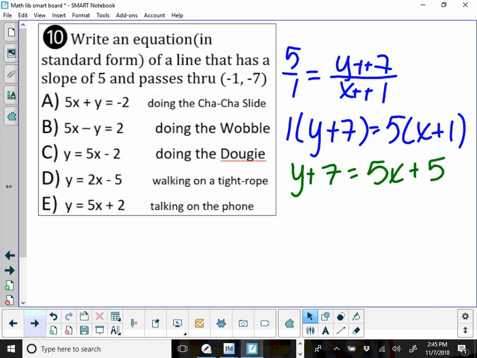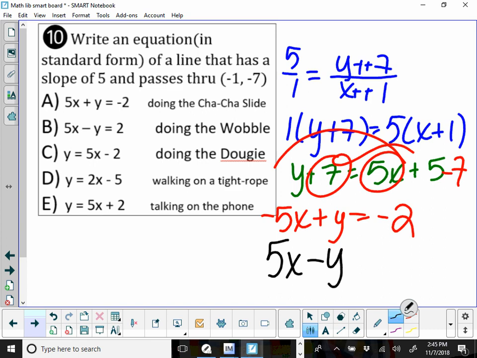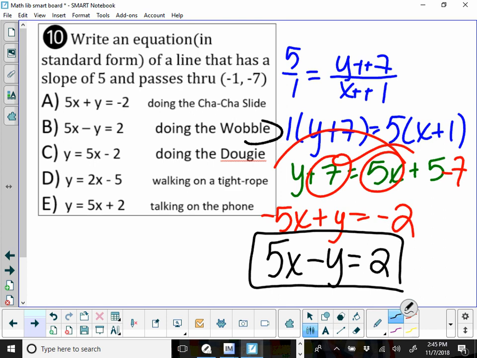And then this time, since I want standard form, I'm going to get x and y together on the left. So I'm going to move my x over. It's going to become negative. I'm going to move my 7 over. It's going to become negative. And 5 minus 7 gives me negative 2. Hopefully at this point you'll recognize that we have a negative x, which we cannot have in standard form. So we need to change every single sign in the problem. So it should be 5x minus y equals 2, which means that Mr. Sproul is doing the wobble.